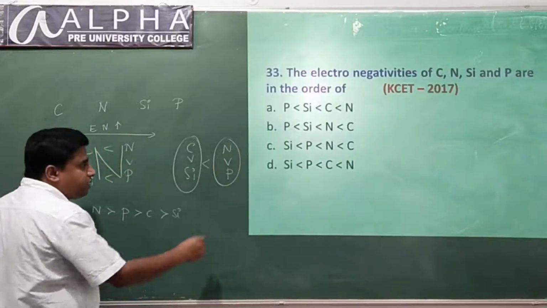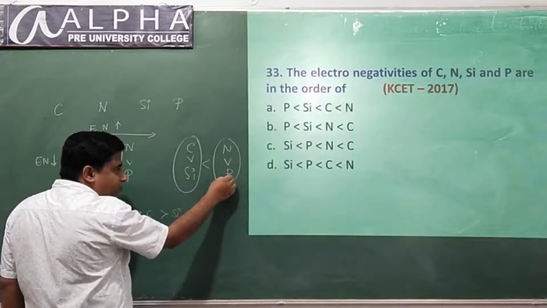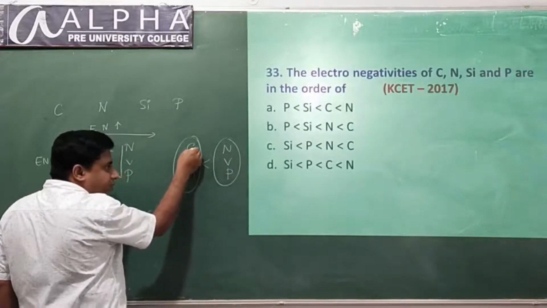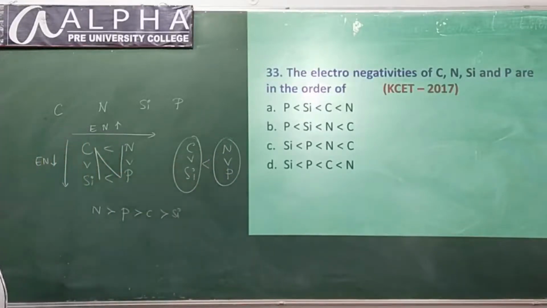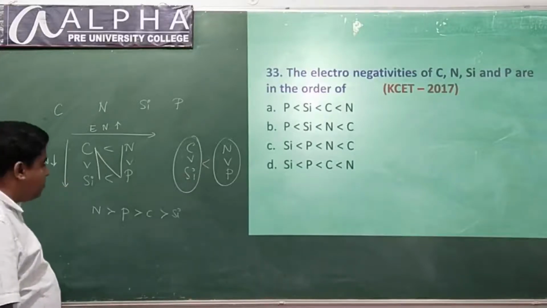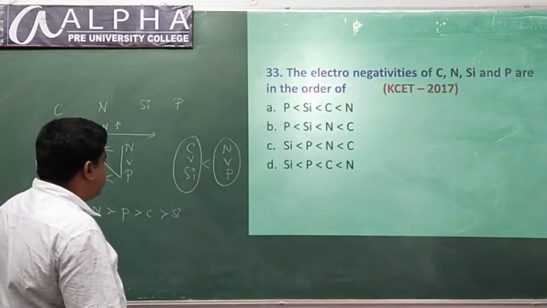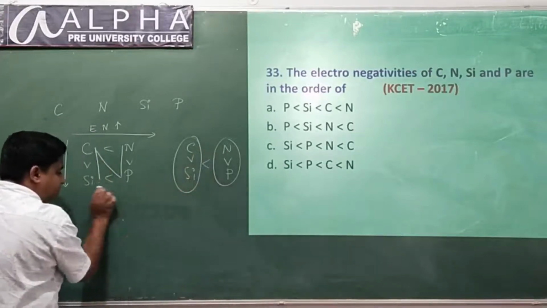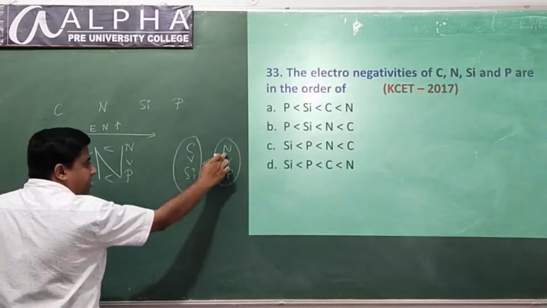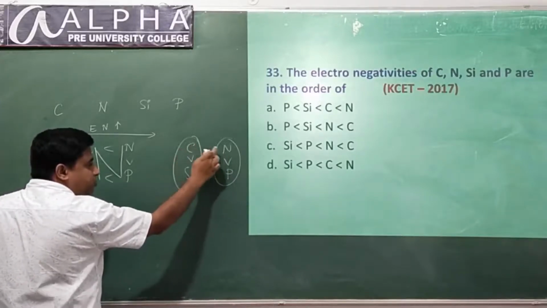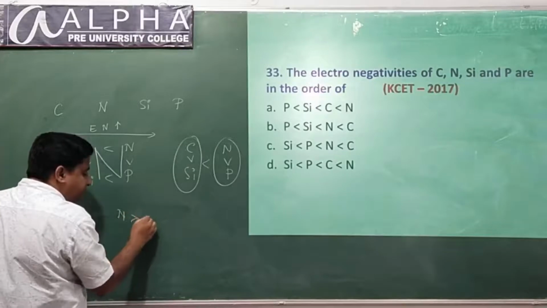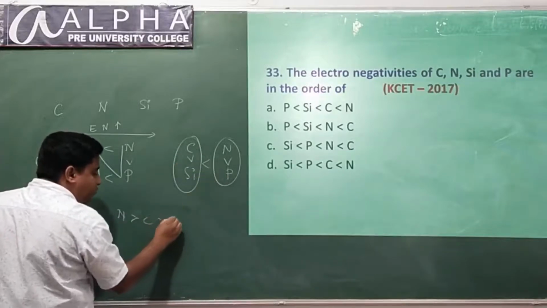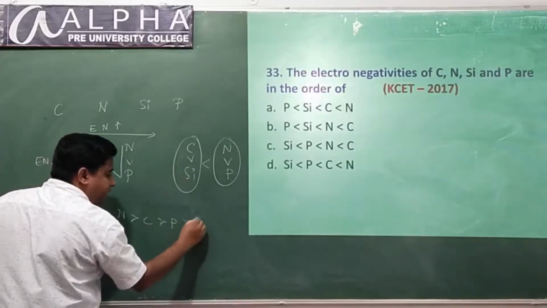So what is the order? Nitrogen is more electronegative than phosphorus. Phosphorus is more electronegative than carbon. Carbon is more electronegative than silicon. Okay, hence the correct order is, just a reverse way of it. Nitrogen is more electronegative than carbon. Carbon is more electronegative than phosphorus. Phosphorus is more electronegative than silicon.